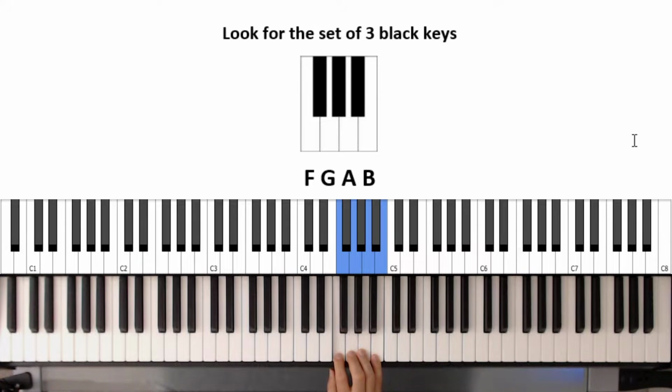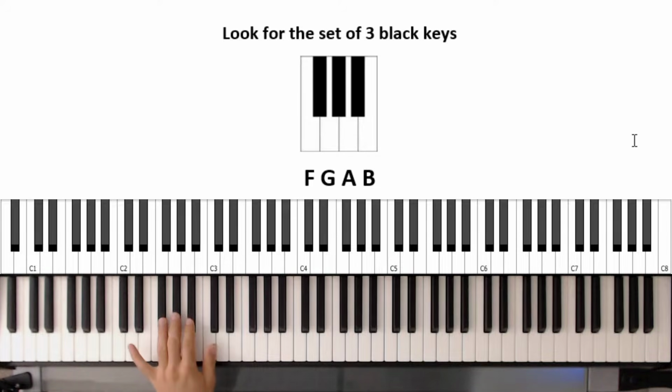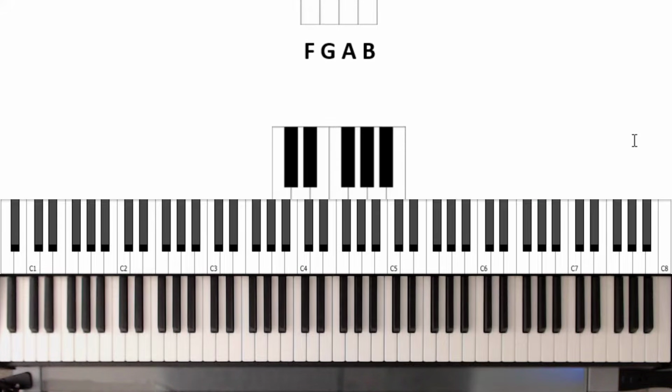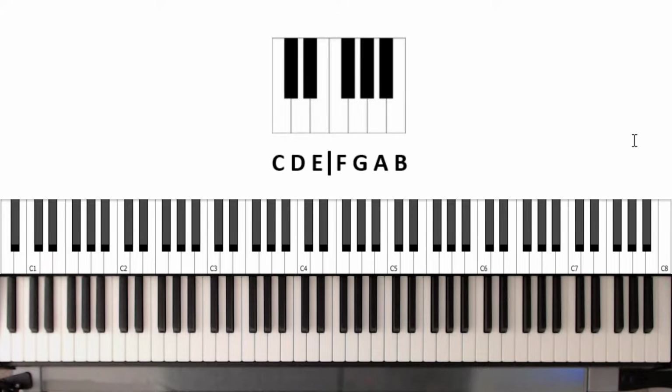Okay, let's find another set. So here's a set of 3 black keys, notes below it, F, G, A, B. Good. Let's look at another group of 3 black keys right here. Notes below it, F, G, A, B. Okay? Alright, so let's do a recap here.